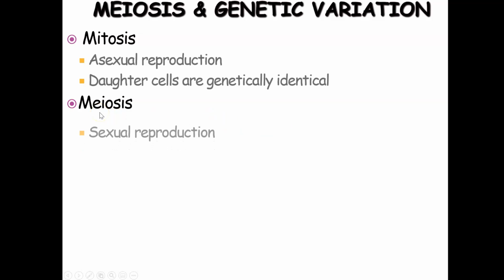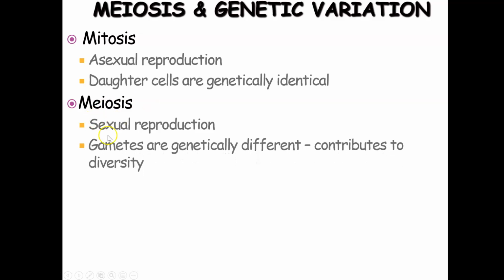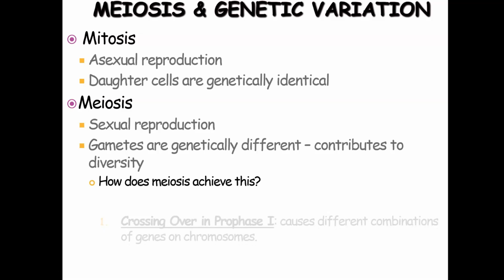However, meiosis is a little different. Its purpose is for sexual reproduction. The gametes are genetically different, and this contributes to diversity. Okay, this is why children sometimes look very similar to their parents, but they're not genetically identical to their parents. It's different than cloning, okay?